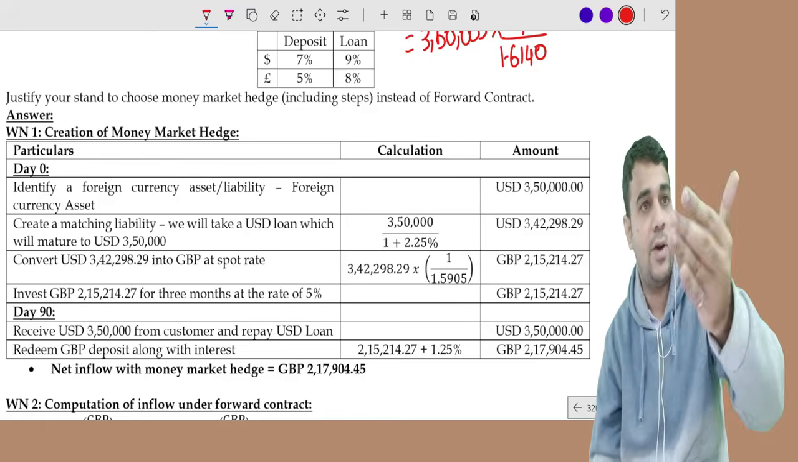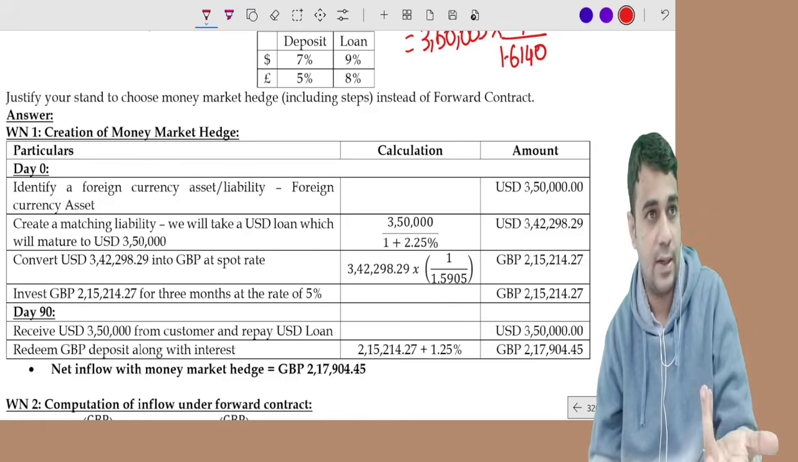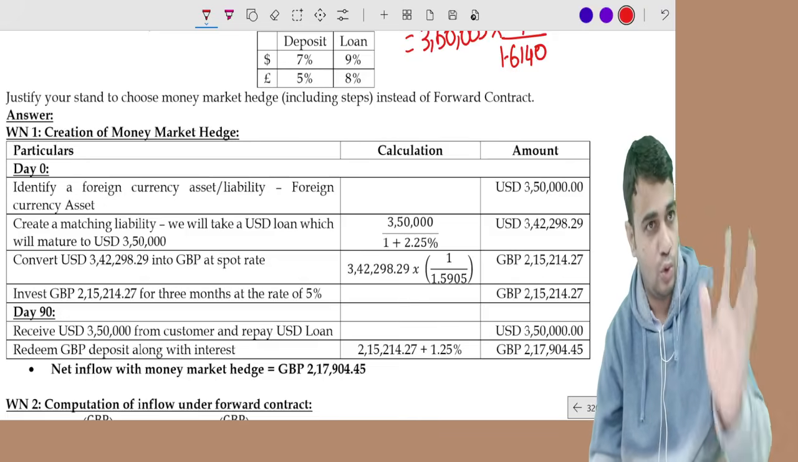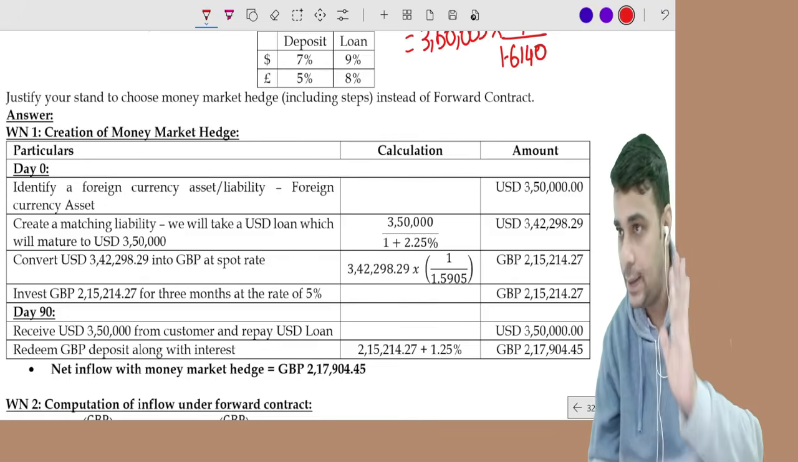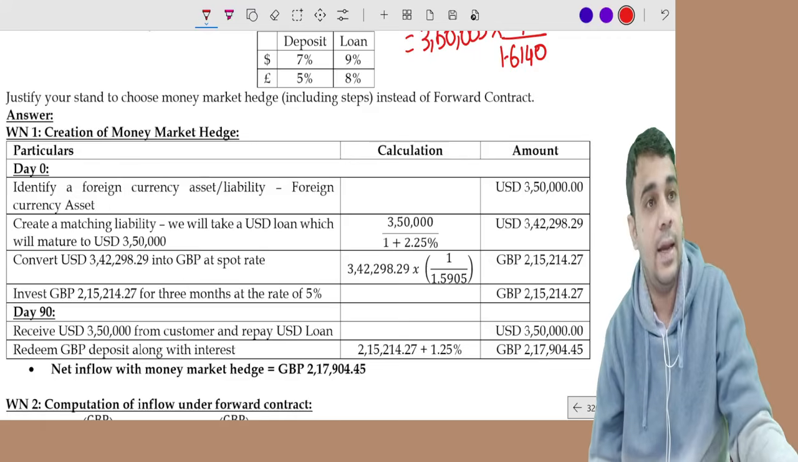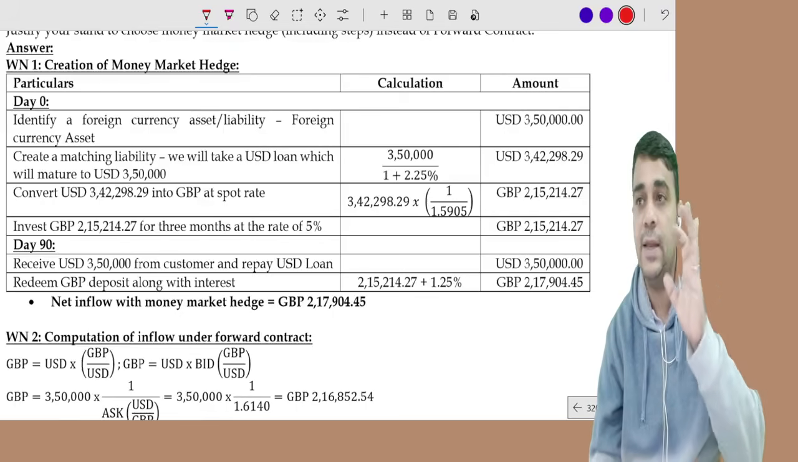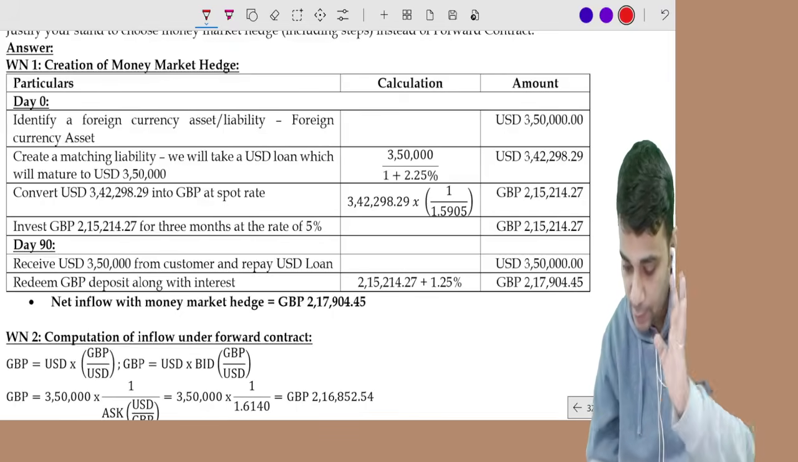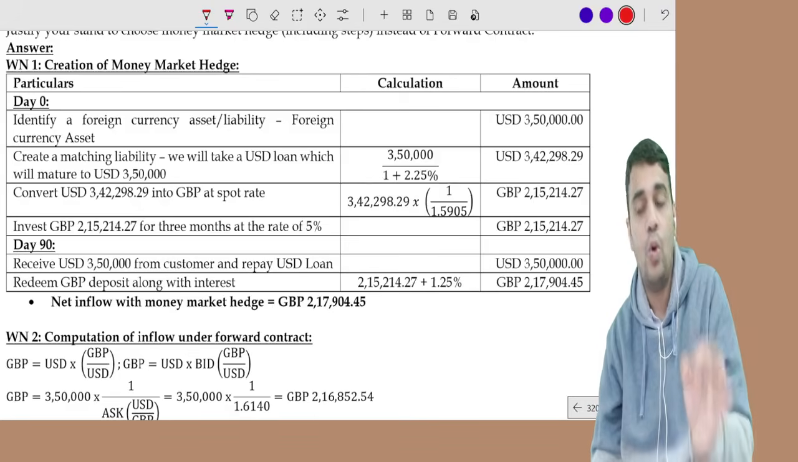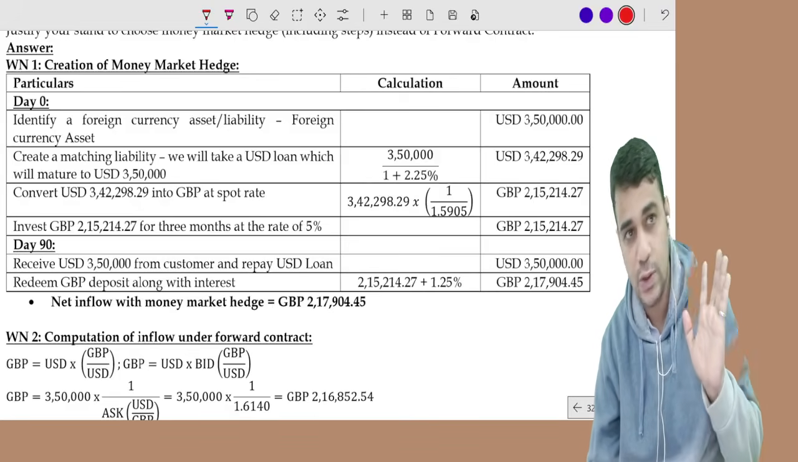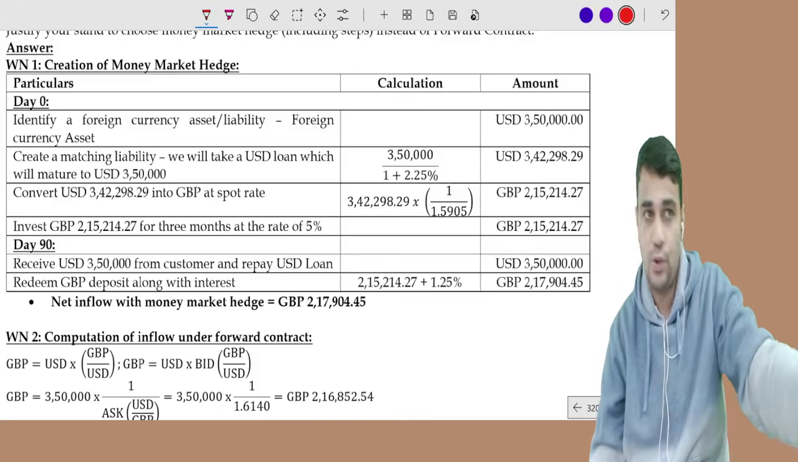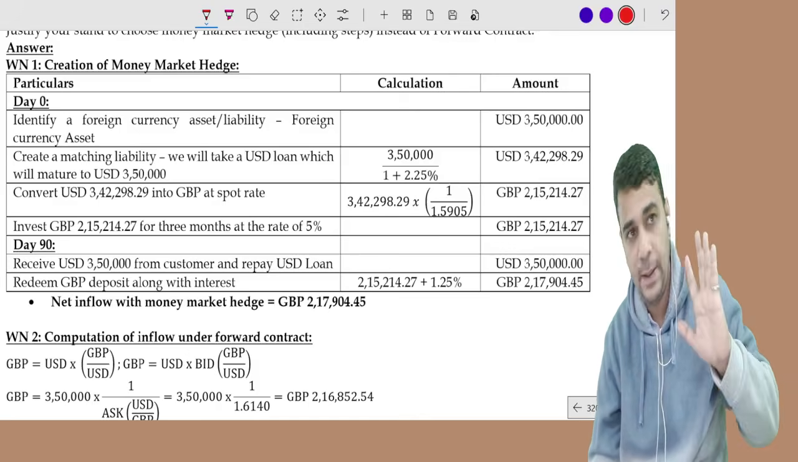In the calculation I've done division. Some students will get confused. No problem. Go through known, unknown, get the answer. You got the answer. Created this GBP deposit. On the last day, receive money from the customer. After you receive money from the customer, go ahead and close your US dollar loan. After you close your US dollar loan, redeem your GBP deposit.